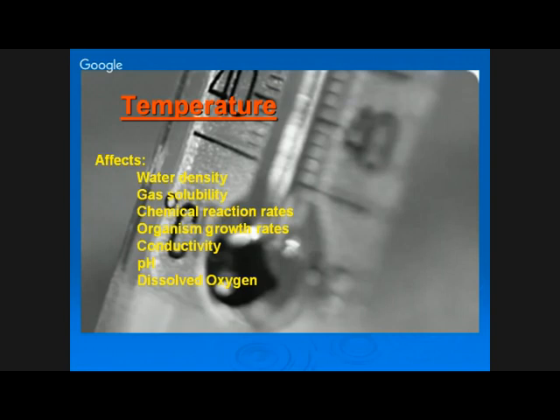So you see, the temperature of the natural water affects water density, gas solubility, chemical reaction rates, organism growth rates, conductivity, pH, and dissolved oxygen. Dissolved oxygen, as you know, is the oxygen dissolved in water. So as the temperature increases, this DO level decreases.